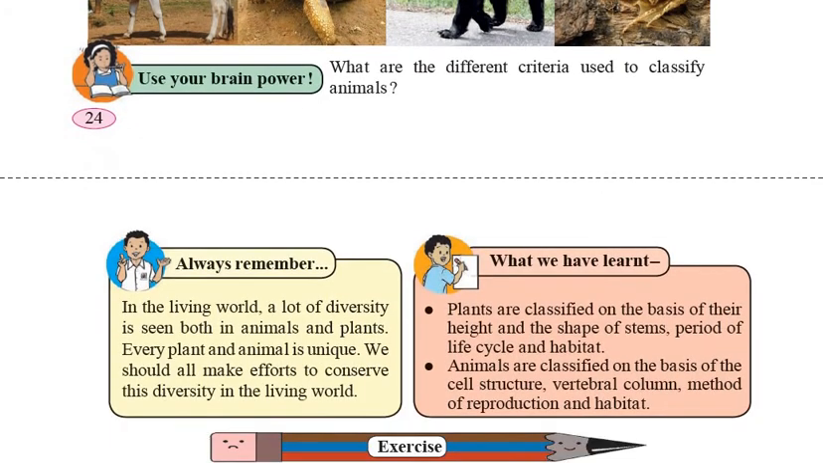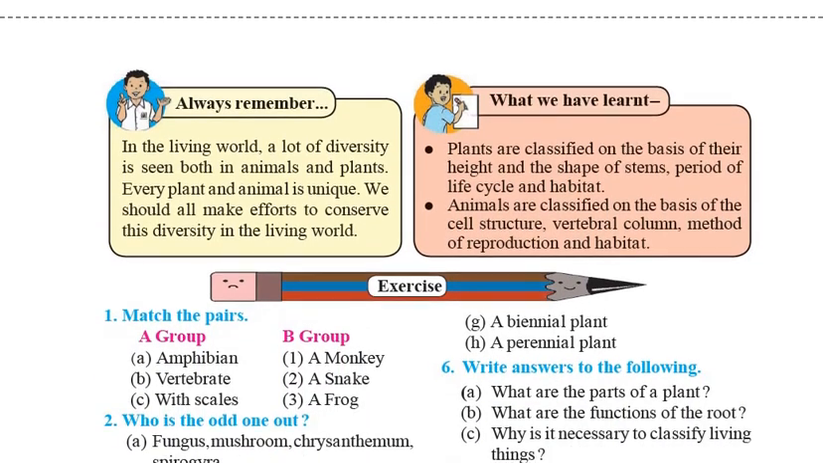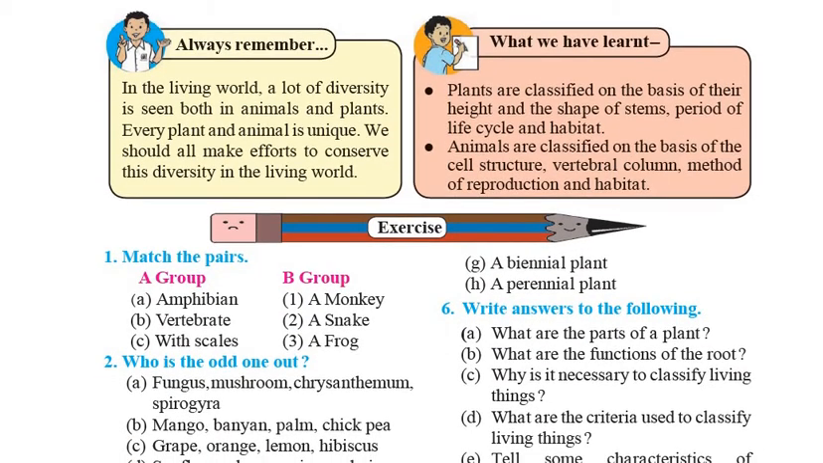Use your brain power. What are the different criteria used to classify animals? Always remember, in the living world, a lot of diversity is seen both in animals and plants. Every plant and animal is unique. We should all make efforts to conserve this diversity in the living world. What we have learnt? Plants are classified on the basis of their height and the shape of stems, period of life cycle, and habitat. Animals are classified on the basis of cell structure, vertebral column, method of reproduction, and habitat.